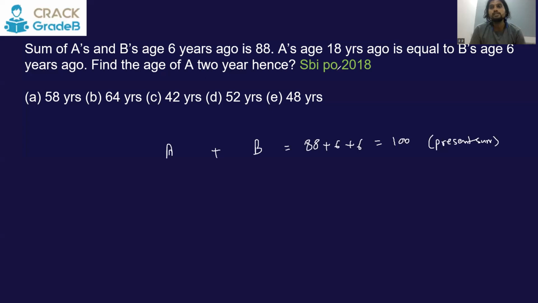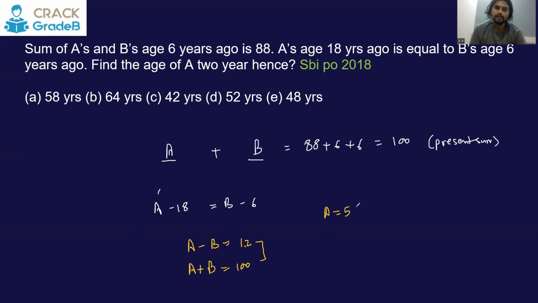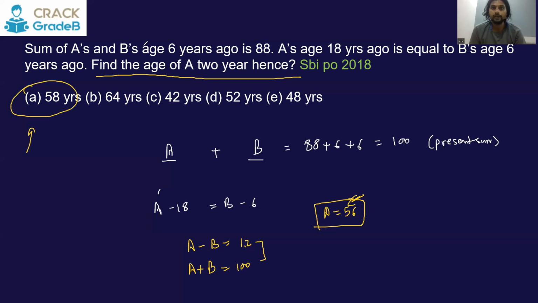A's age 18 years ago is equal to B's age 6 years ago. So if they are their present ages, A's age 18 years ago is equal to B's age 6 years ago. So that means A minus B is equal to 12. And also we just come to know A plus B is equal to 100. So their sum is 100, their difference is 12. Two equation, two variable. We can solve for A by adding these two. 2A is equal to 112. A will be 56. So A's present age is 56. They're asking how much is A 2 years hence. So after 2 years, A will become 58. Option number A.